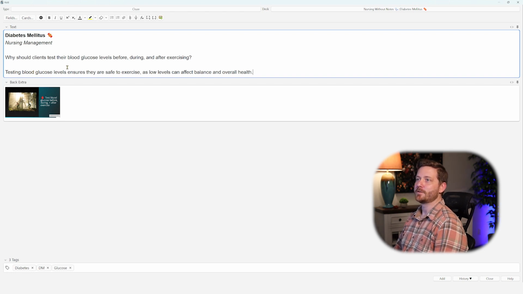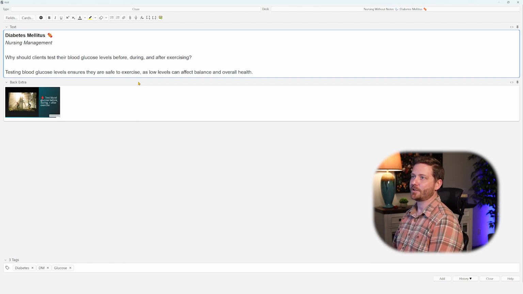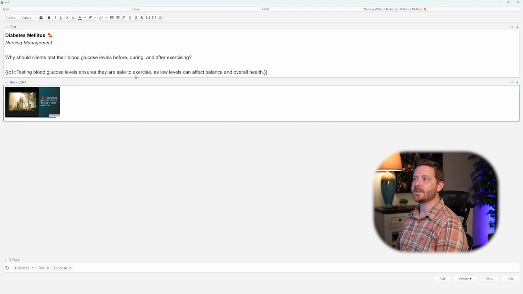Testing blood glucose levels ensures they are safe to exercise, as low levels can affect balance and overall health, and that's extremely important. Now, I know this is seemingly a long answer on the backside of this card, but just know that you can answer this question by just saying, to ensure safety. This just gives you a little bit more context.